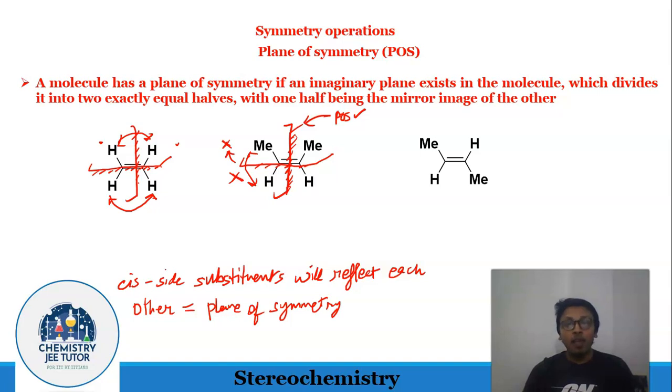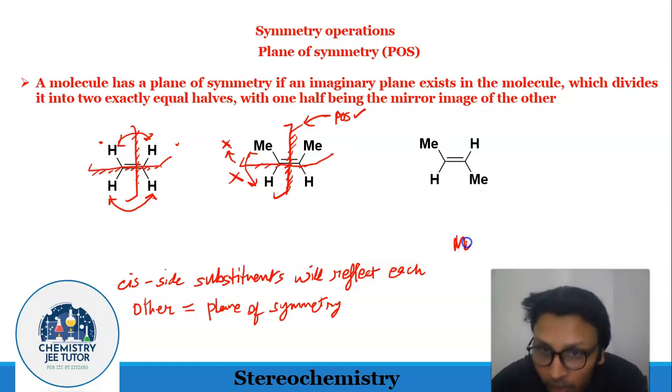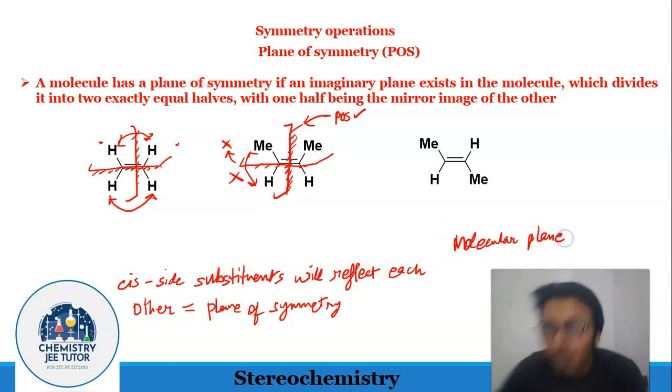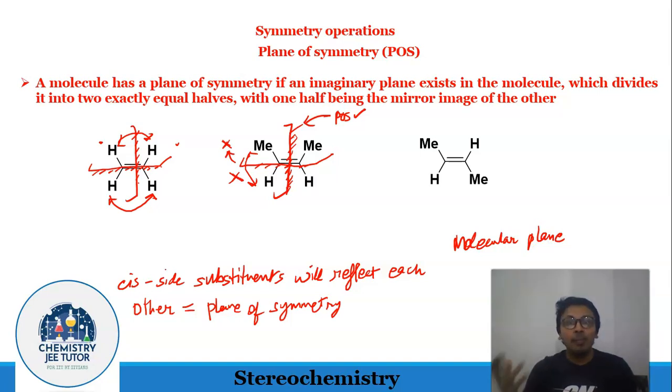All planar molecules have a default plane of symmetry, which is the molecular plane. Remember, what is ethylene? It is a planar molecule. Ethene is a planar molecule.